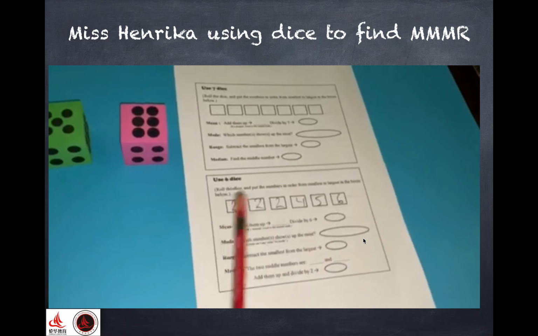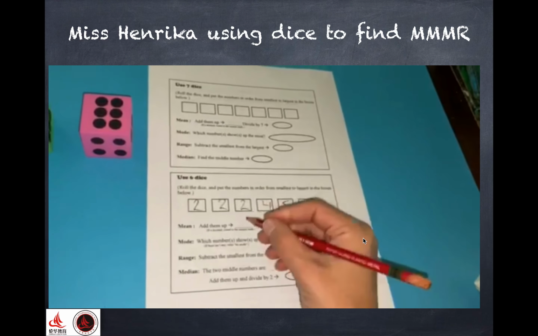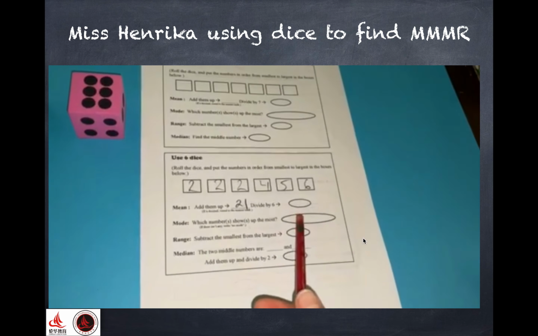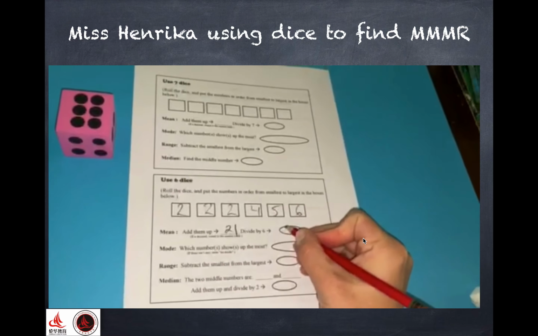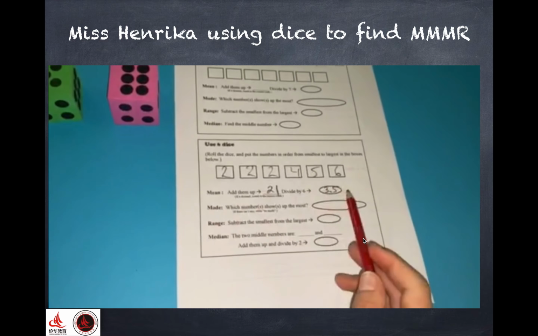Now let's add them up. So 6, 10, 15, 21. Okay? And we divide by 6. And we get 3.5. Okay, so our mean is 3.5.